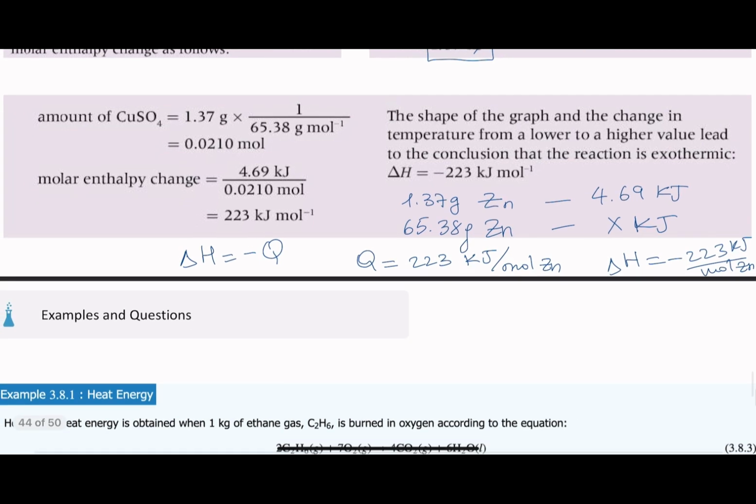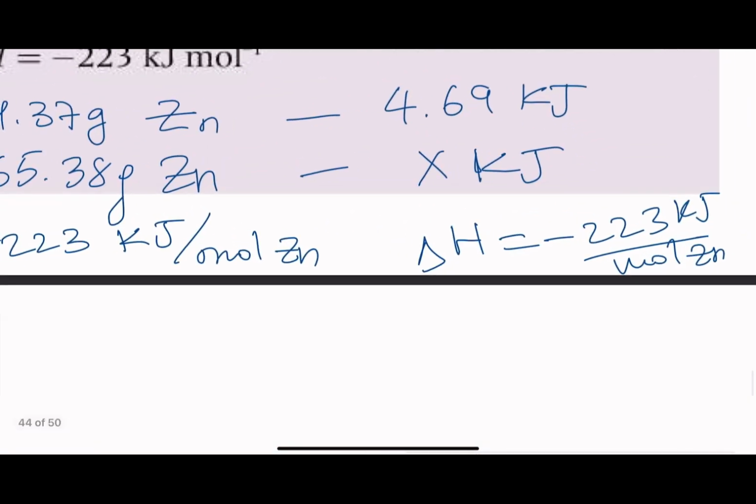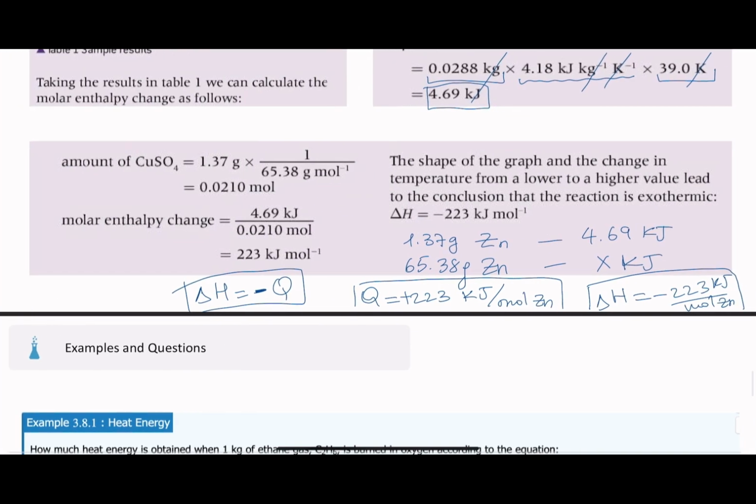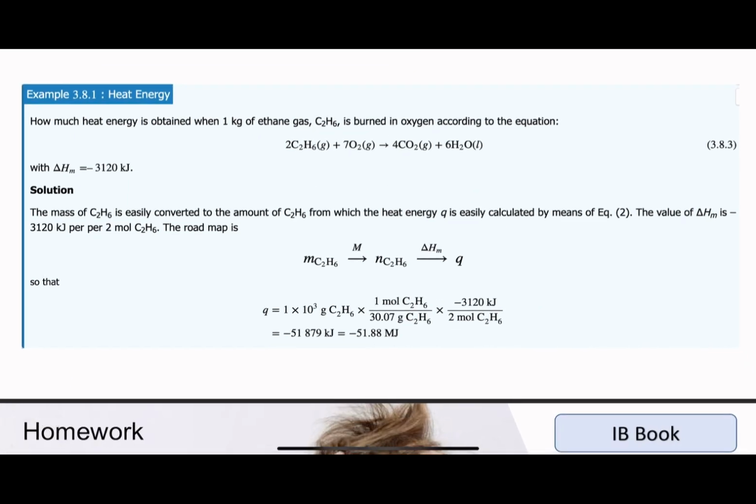Your Q is positive here, but in order to make them equal, you put a negative in front of the Q, so your delta H becomes like this, right? So that's why your delta H is negative here, and your Q is positive for an exothermic reaction like this. And then we do one more question.